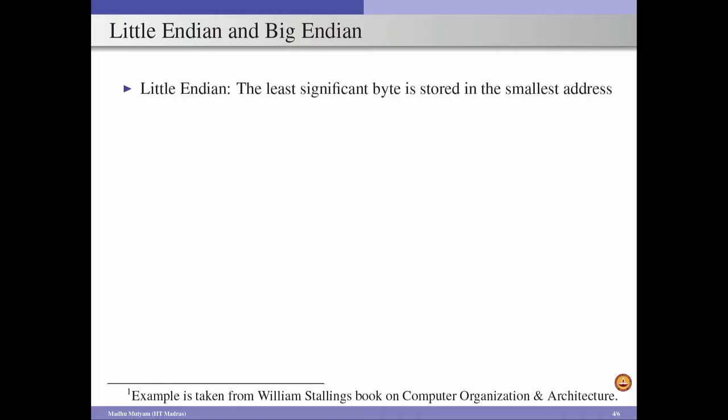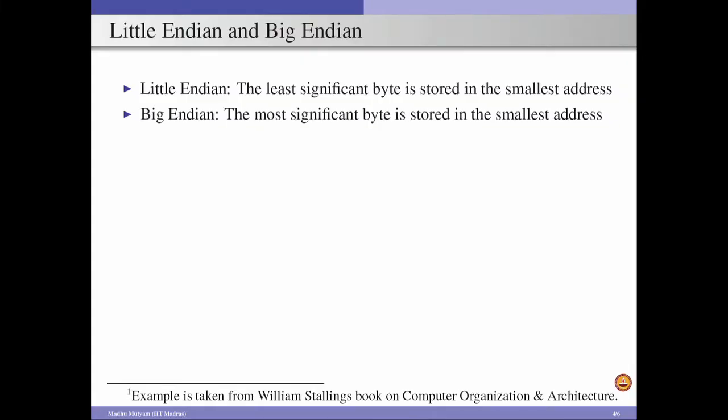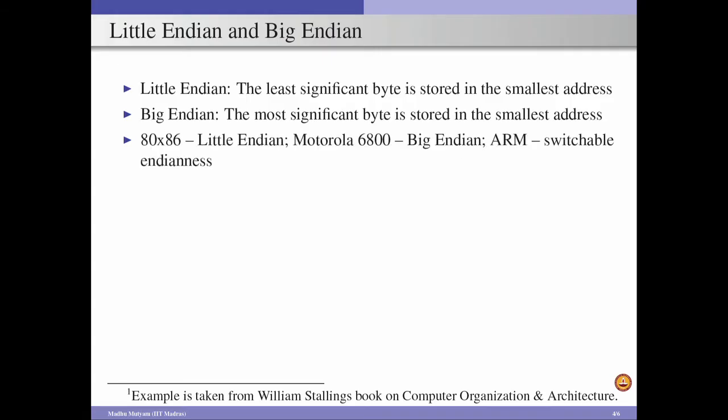In little endian, the least significant byte is stored in the smallest address. Exactly the opposite happens in the case of big endian, where the most significant byte is stored in the smallest address. To understand this, we can consider an example, but before that, we will see which ISA uses what type of endianness. 80x86 uses little endian, Motorola 6800 uses big endian, and ARM and RISC processors use switchable endianness.